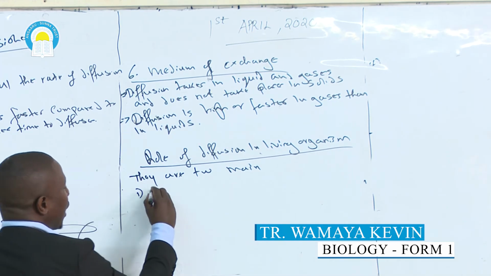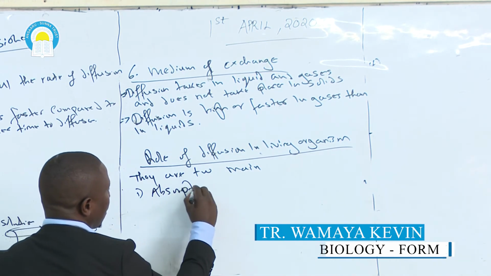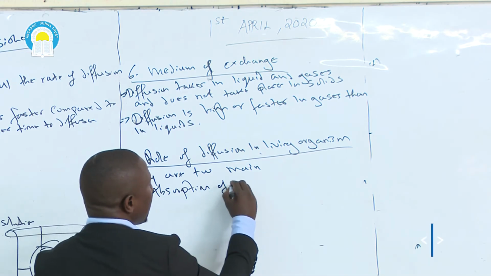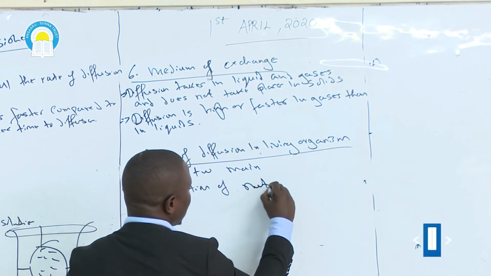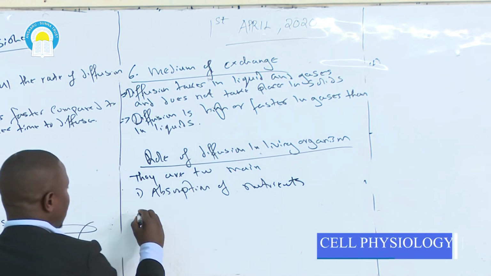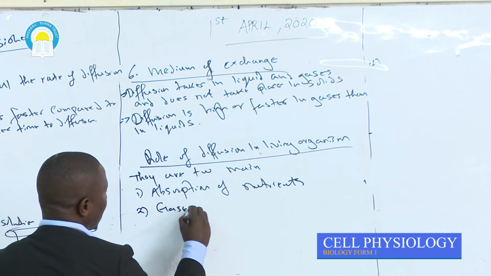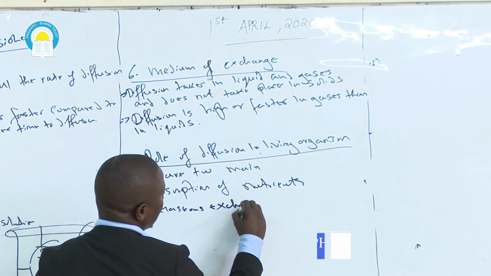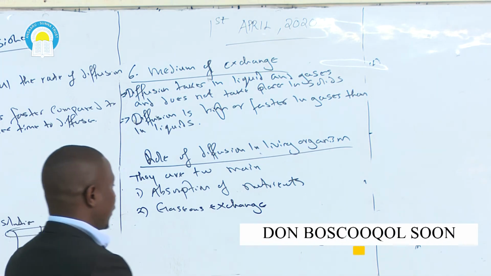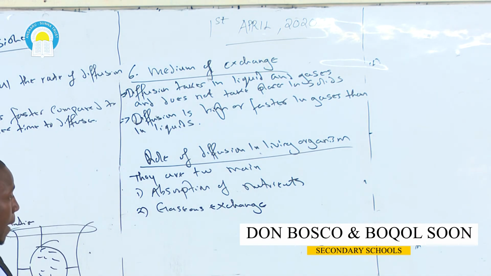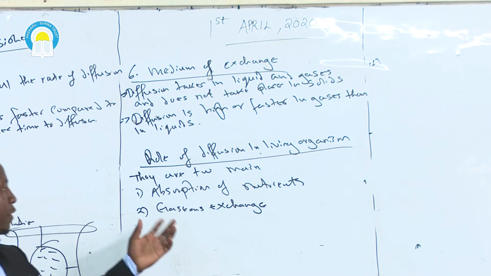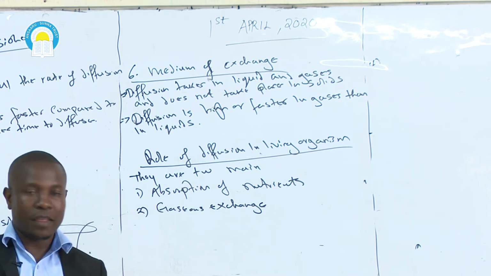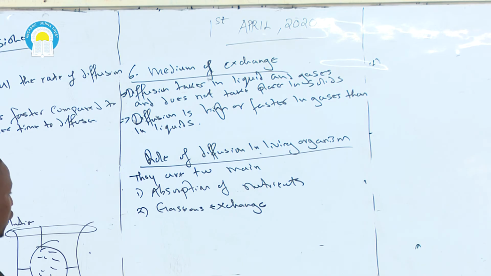Number one, we have absorption: absorption of minerals, absorption of nutrients. And number two, gaseous exchange. And we want to split them into two. We say that diffusion has two main roles. Number one, absorption of nutrients, and number two, gaseous exchange. So let us talk about absorption of nutrients.